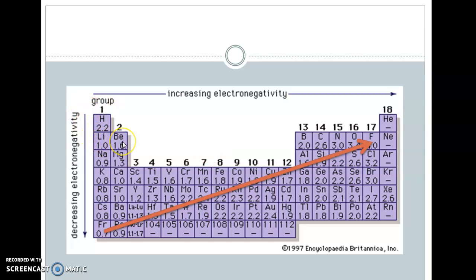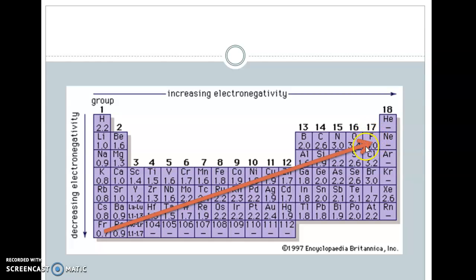As we move from left to right, let's just look at lithium to beryllium to boron to carbon and so on. We see the numbers going up. Again, for the same reason. They are pulling harder and harder on their own electrons, so that means if they're sharing electrons with somebody, they also are going to pull very, very hard on those.